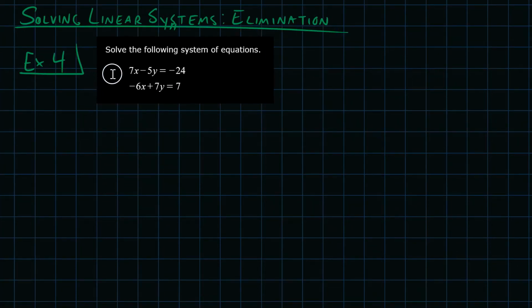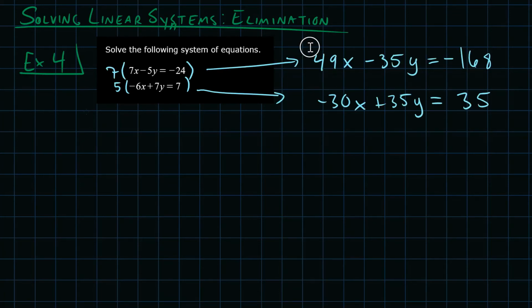Our fourth example features another system of equations where we must multiply both of our equations by a number to be able to eliminate one of the variables. This time, let's choose to eliminate the variable y. Multiply our first equation by 7, so we get 5 times 7, and our second equation by 5. Multiplying the first equation by 7 gives us the equation 49x minus 35y is equal to negative 168, and multiplying the second equation by 5 gives us negative 30x plus 35y is equal to 35.